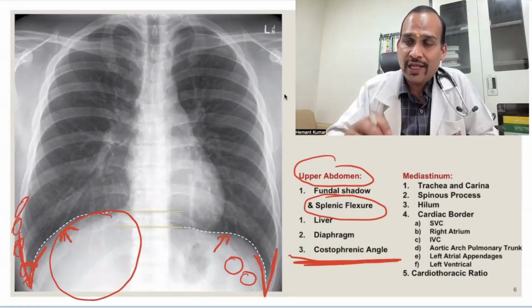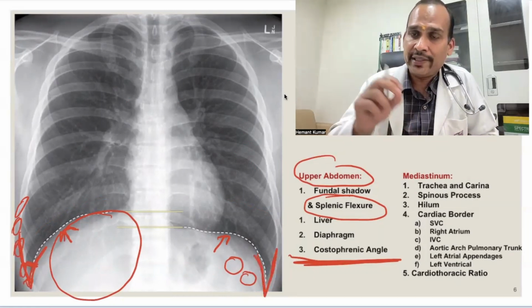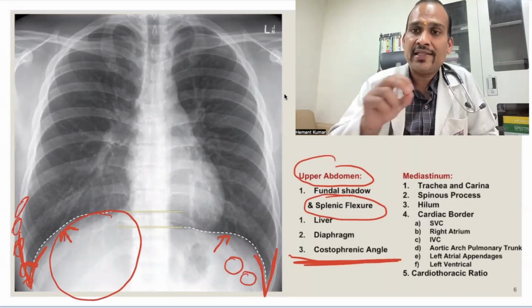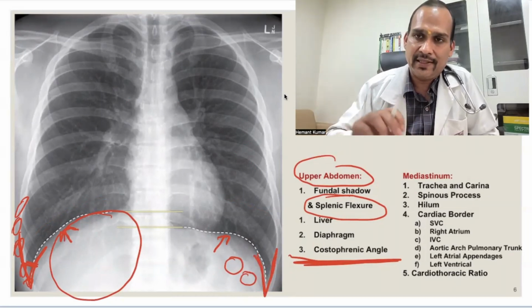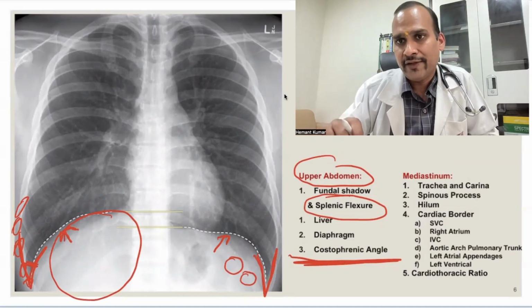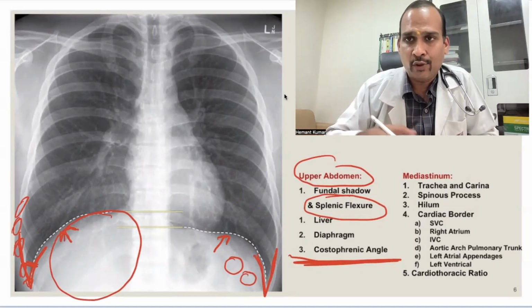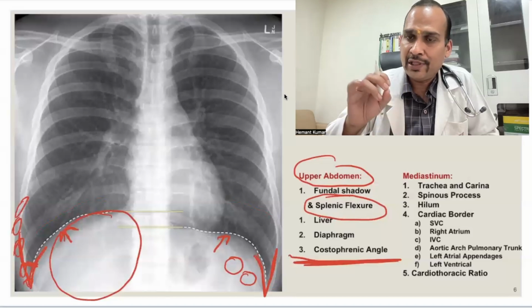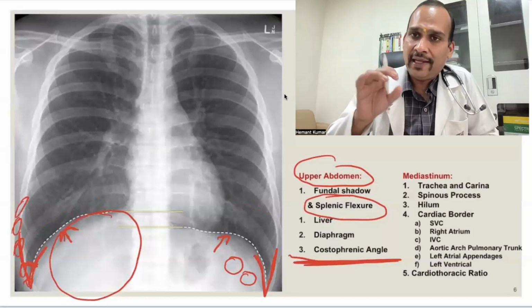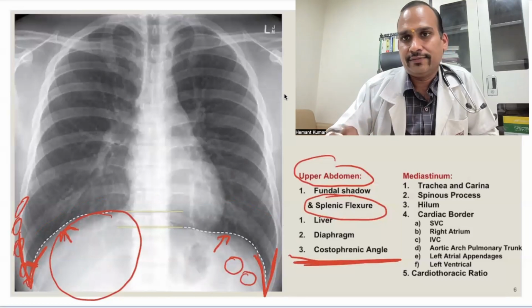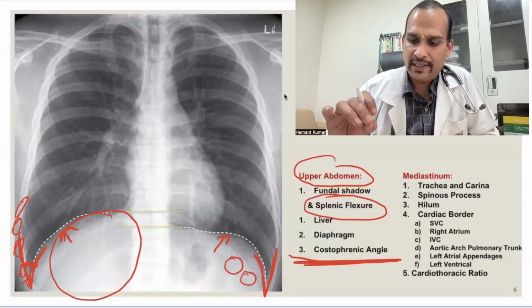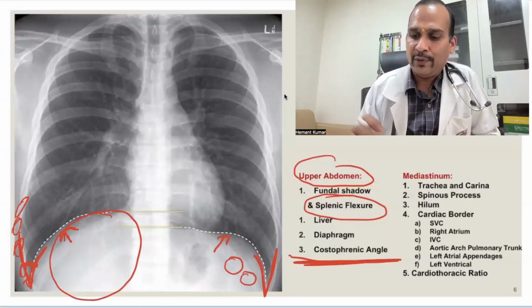If it is not sharp, if the angle is obliterated, it means there is a collection of fluid in this angle. Not only fluid. Any mass or consolidation, anything can occupy this CP angle. But in the majority of patients, if the angle is obliterated, we should think of pleural effusion, a collection of fluid in the CP angle. So this is the upper abdomen.